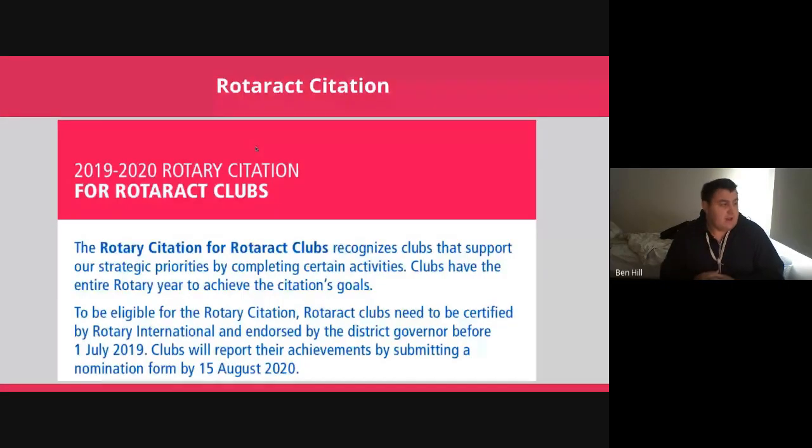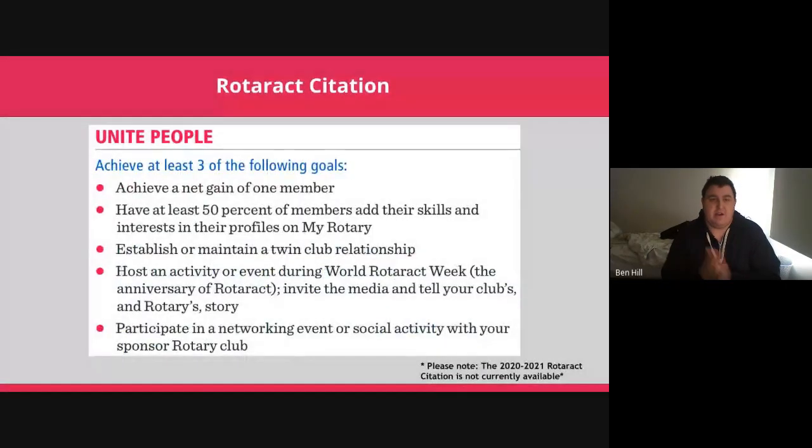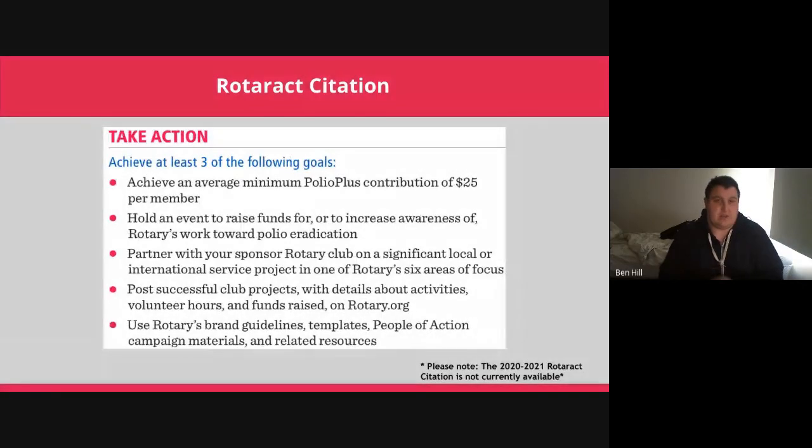So on the next slide, we can see the first strategic priority is unite people. So for time, we can't go through them all, but they'll generally be the same year to year, roughly. So it's important to have a look through that and see how you can align your club goals to this to get a Rotaract citation. The next one is inspire action. Take action. So for this, same thing, you've got to achieve 3 of the 5 goals listed.